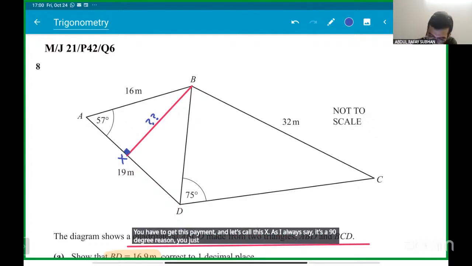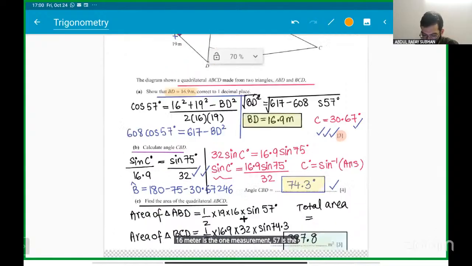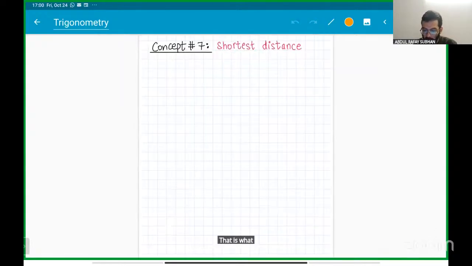You just need one angle. Be careful, be smart about it. One angle and one measurement. The angle is available. This is the triangle you can work off easily. Please follow in the orange color. 16 meter is the one measurement, 57 is the angle available. That is what concept number 7 is.